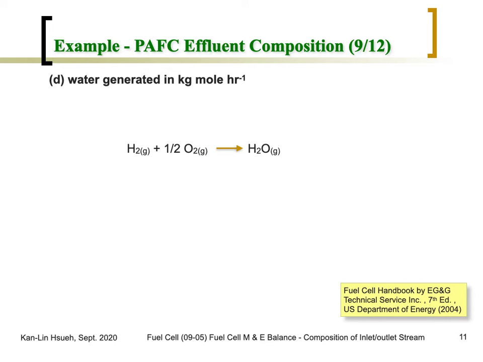The next step is to calculate the water generation rate in kilogram mole per hour. Since we know the chemical reaction, the overall fuel cell electrochemical reaction, 1 mole of hydrogen consumed generates 1 mole of water. So the water generation rate equals the hydrogen consumption rate, which is 30.61 kilogram mole per hour.